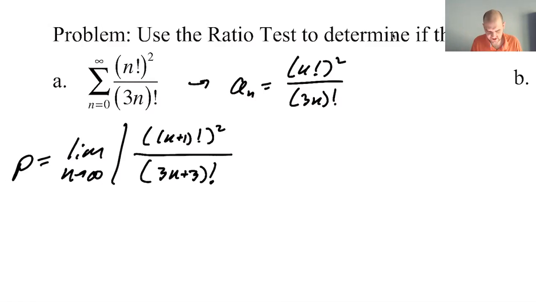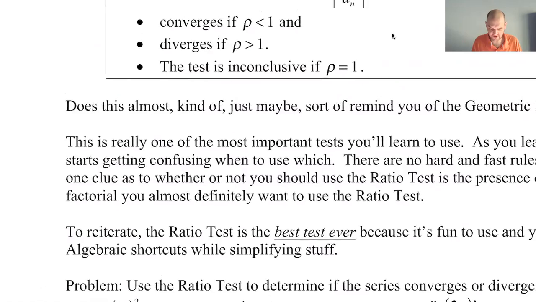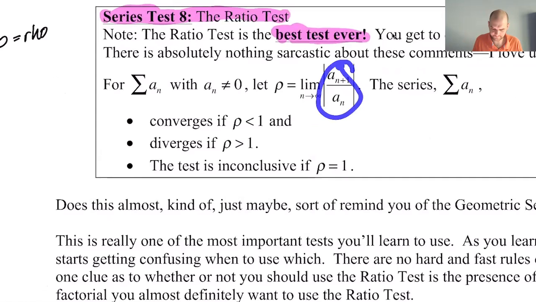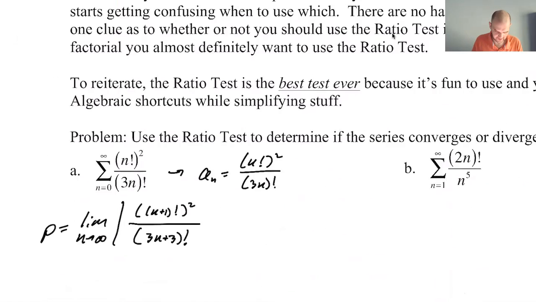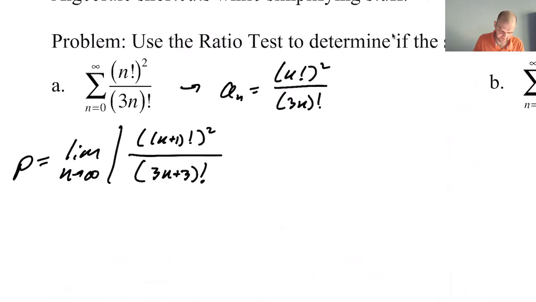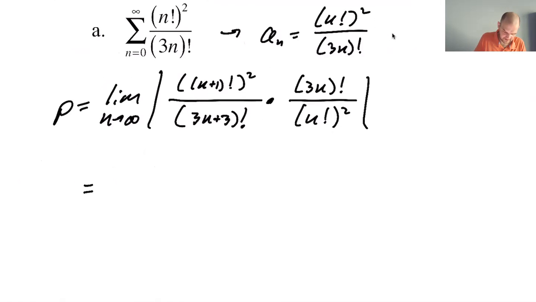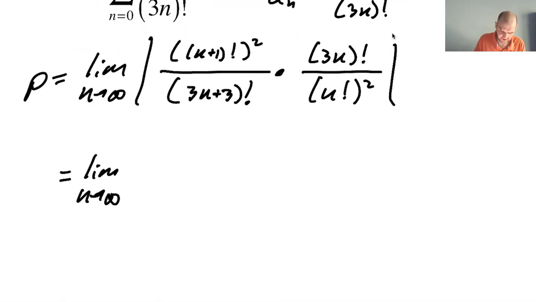Now, you're supposed to do the nth term, the n plus first term divided by the nth term. In practice, what you really end up doing is the n plus first term times the reciprocal of the nth term. So instead of doing a fraction here, I'm going to say times the reciprocal of this. And that's how I do it every time. And I think that's really standard. n factorial squared over 3n factorial. Okay, so now we got to simplify this. I'm going to do a limit as n approaches infinity. You can drop the absolute value at this point because everything's positive, so it doesn't actually make a difference.